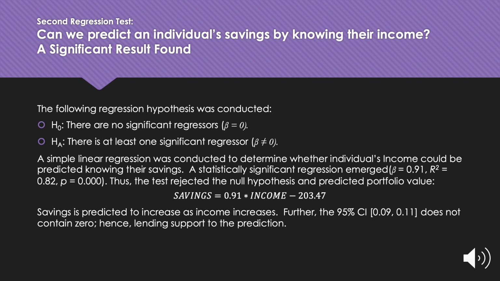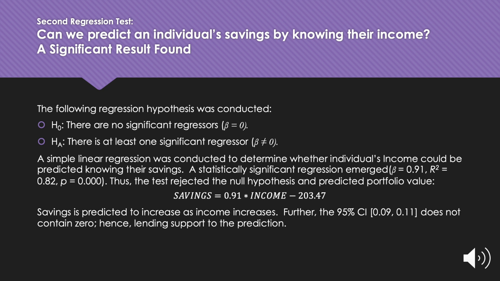The second regression test. Can we predict an individual's savings by knowing their income? The following regression hypothesis was conducted. The null hypothesis: there are no significant regressors. The alternative hypothesis: there is at least one significant regressor. A simple linear regression was conducted to determine whether individuals' income could be predicted knowing their savings.